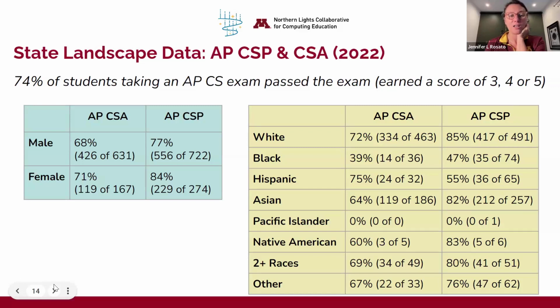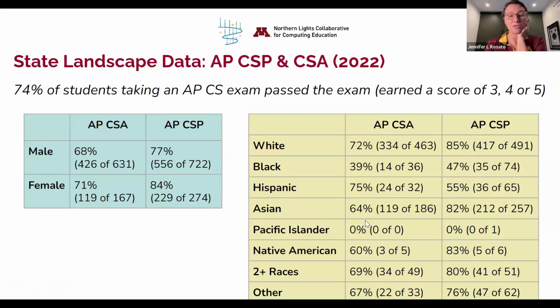Another thing I want to call out is that there are some very small numbers of students in some of the groups who participate in CS courses, which is probably not a surprise to us. But when you think about percentages, like 60% for Native American students in AP-CSA and 83% of students in CSP, that's really just a difference of one student in these courses. So you have to be careful with some of those percentages. All right.